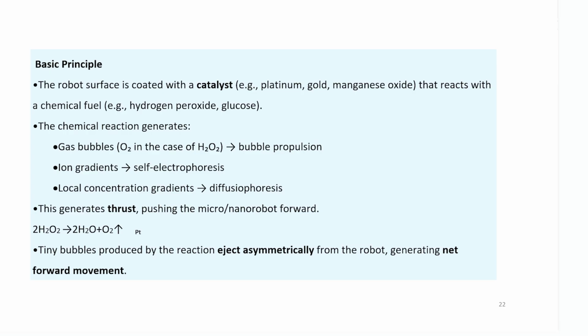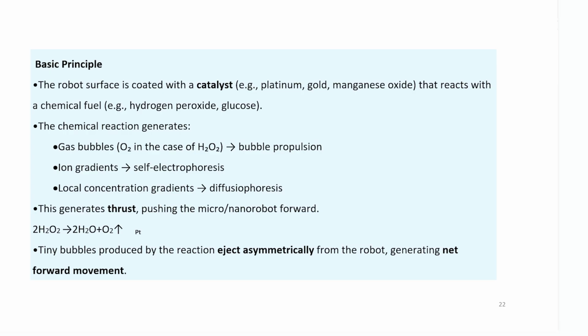So what is the basic principle behind this? The robot surface is coated with a catalyst like platinum, gold or manganese oxide that reacts with a chemical fuel, that is hydrogen peroxide or glucose. So your robot surface is coated with a catalyst and it is put inside a chemical fuel. The chemical reaction generates gas bubbles, which is oxygen in the case of H2O2. These gas bubbles are going to propel the bot via bubble formation.